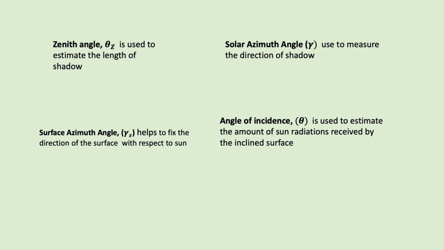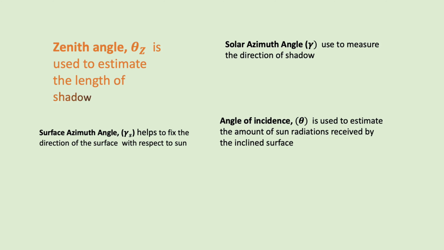Till now we have seen that the zenith angle, angle of incidence, solar azimuth angle and surface azimuth angle are very important to the installer or the people working in the field of installing solar devices at various locations. The zenith angle, represented by theta z, is used to estimate the length of the shadow. It means wherever we are installing solar devices, if there is any obstruction nearby, like a building, trees or a tower, its shadow should not fall on the device. That can be estimated with the help of the zenith angle.